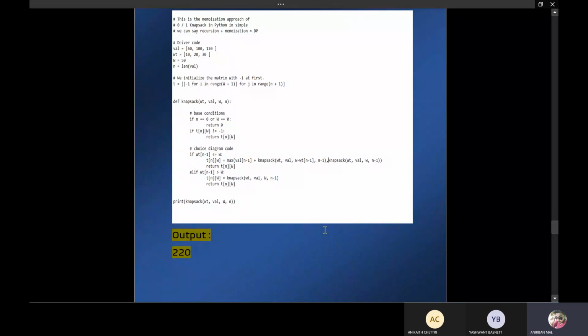The t[n][w] will actually return the maximum out of both values. And else if the weight wt[n-1] is greater than w, then t[n][w] is equal to knapsack(wt, val, w, n-1), which will ultimately return t[n][w] as well. And ultimately, we will print the function knapsack with attributes such as weight, val, w, and n. So we will get the output of 220, similar to method 1 and method 2.